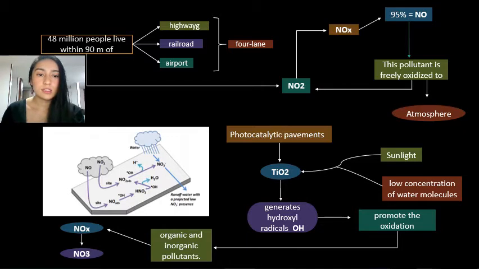Within the United States, an estimated 48 million people live near a highway, railroad, or airport that has four lanes. They are exposed to health problems due to nitrogen dioxide emissions. Nitrogen dioxide is within a group of highly reactive oxides of nitrogen, commonly known as nitrogen oxides. Nitric oxide accounts for 95% of these group emissions.